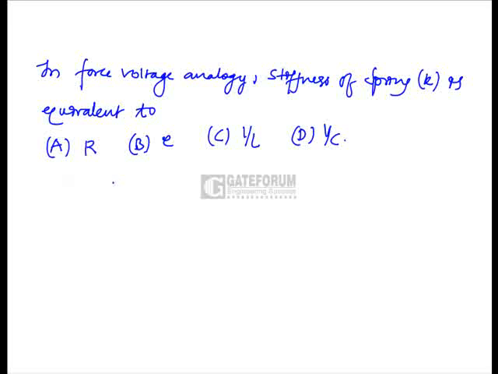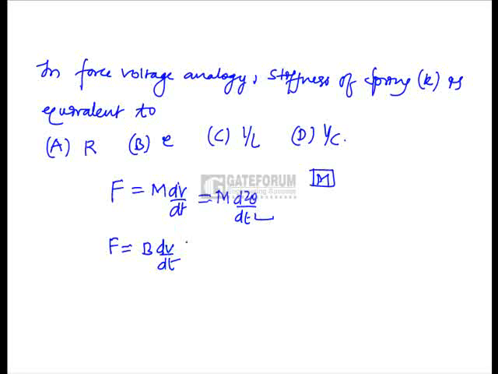Now, what is the force equation for a mass block? Suppose you have a mass block, the force equation is m into dV by dt, or you can write this as m into d square theta by dt square. Similarly, for friction it is given as B into dV by dt, and one more force relation for spring constant is F is equal to K into theta. These are the three blocks we have, due to friction, due to mass, and due to spring constant K.